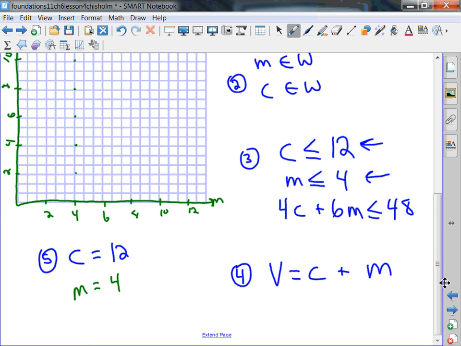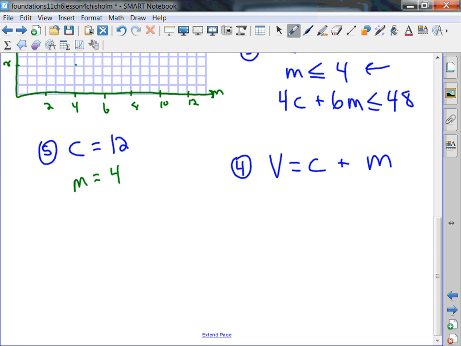So a nice way of graphing that would probably be determining the x and y intercept, which would probably be a pretty easy thing to do. So we'll extend our page, give ourselves some more room. 4c plus 6m equals 48. To determine our c intercept, since m is 0, it's just 4c equals 48. Divide by 4 to get c equals 12.